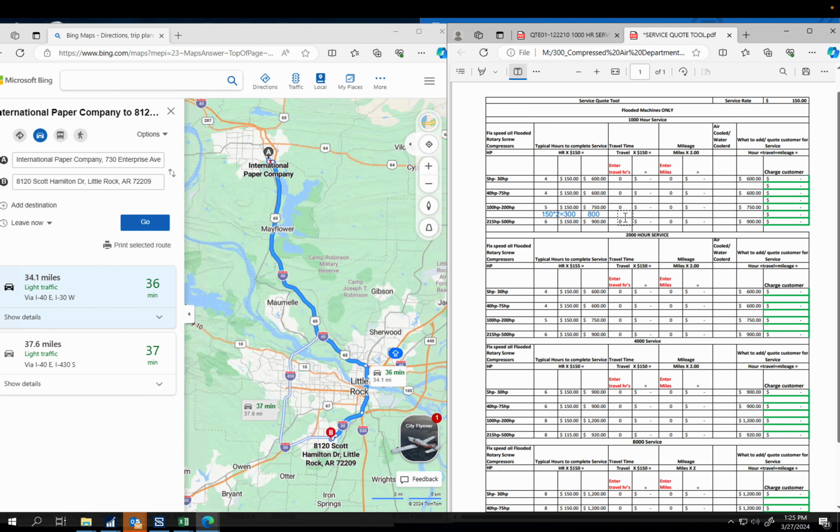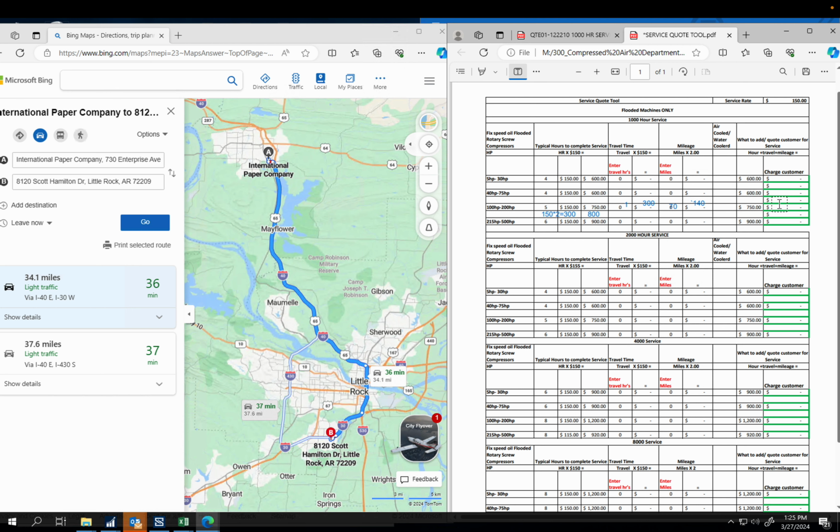And then we need to know how much our travel time is times the overtime rate. So it's 36 minutes from Little Rock to International Paper Conway, so we'll total that up to 1 hour of round trip driving. So this is the total hours. So we have 1 hour of total driving, which times 300 equals 300. And miles. So we have 35 miles, times 2 is 70 miles. So we have 70 miles times 2 is 140.